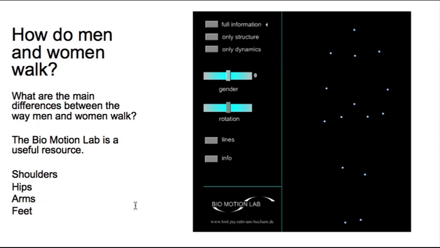Here's something to check out. This is the Biomotion Lab. Again, I suggest that you Google this. It's a really, really nice resource for analysing gender walks. And there's a slider here where we can change the gender from male to female, and you can see the differences between a male walk and a female walk. It's very nice to see this using the slider at the Biomotion Lab.